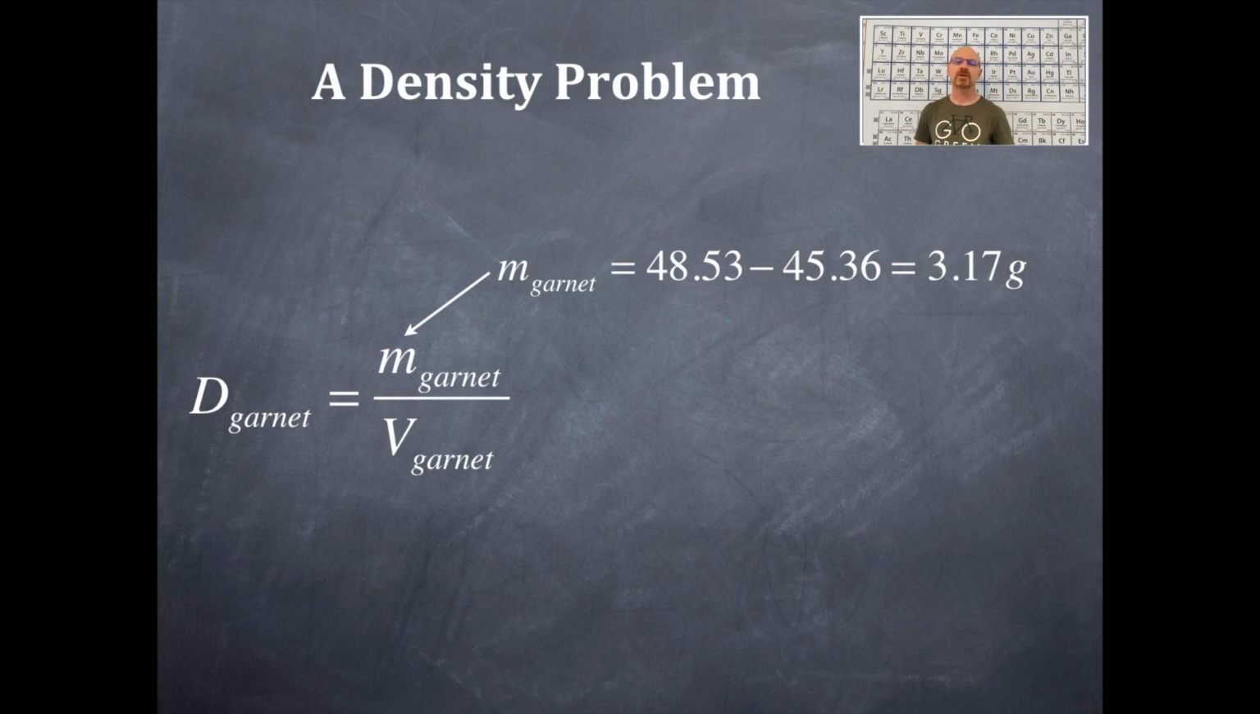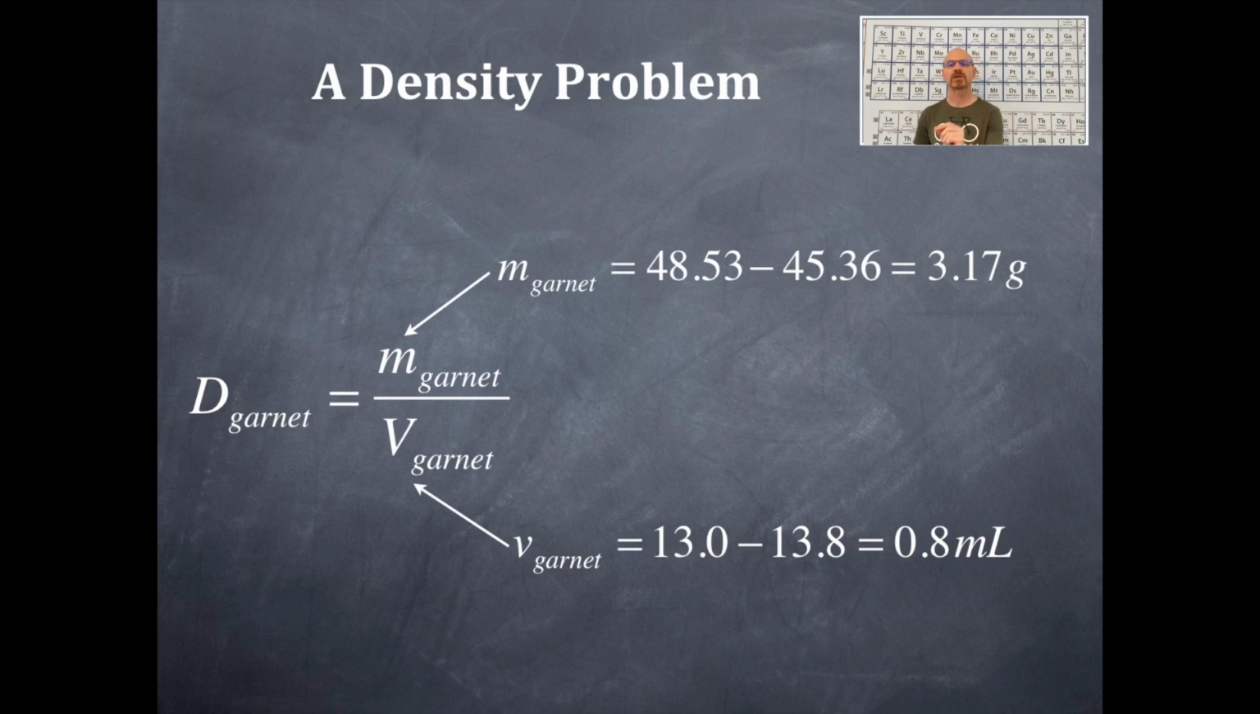Now we need to get the volume of the garnet. We take the 13.8 milliliters, that is the aqueous liquid plus the garnet, minus the 13.0 milliliters, that is the aqueous liquid. We take the difference of those two, and we are using decimal places in the tenths position. So the volume, 0.8 milliliters, is actually the volume of the garnet. So now I have the mass of the garnet, 3.17 grams, and the volume of the garnet, 0.8 milliliters. Sorry, I said grams earlier. And we're going to divide those two.